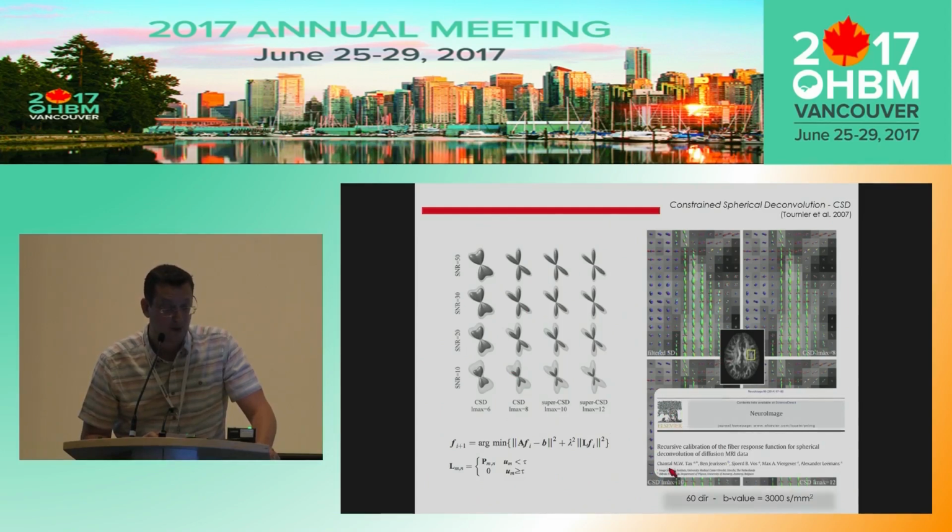To improve on that, there is work from Chantal Tax using a calibration. You can iteratively optimize the fiber response for your data so you can compensate for this issue.